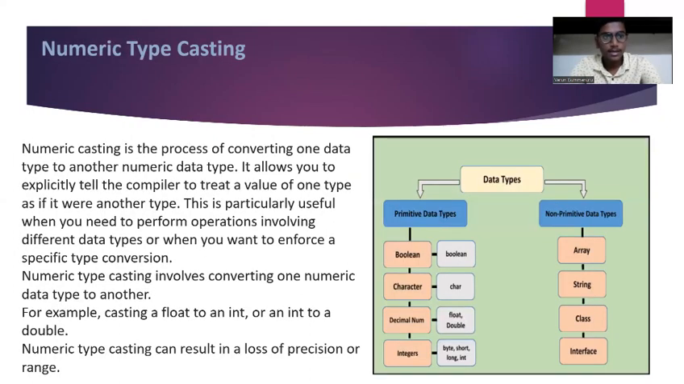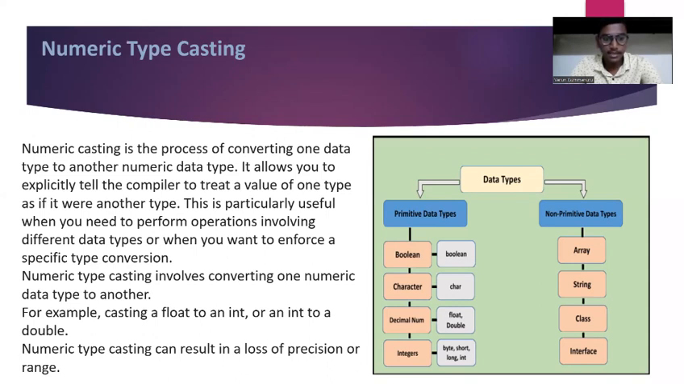Next, numeric typecasting. Numeric casting is the process of converting one data type to another numeric data type. It allows you to explicitly tell the compiler to treat a value of one type as if it were another type. This is particularly useful when you need to perform operations involving differing data types or when you want to enforce a specific type conversion.